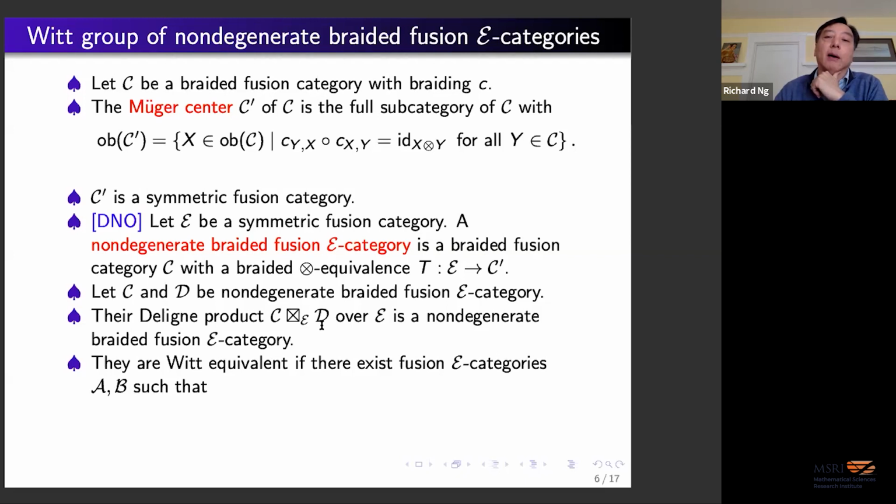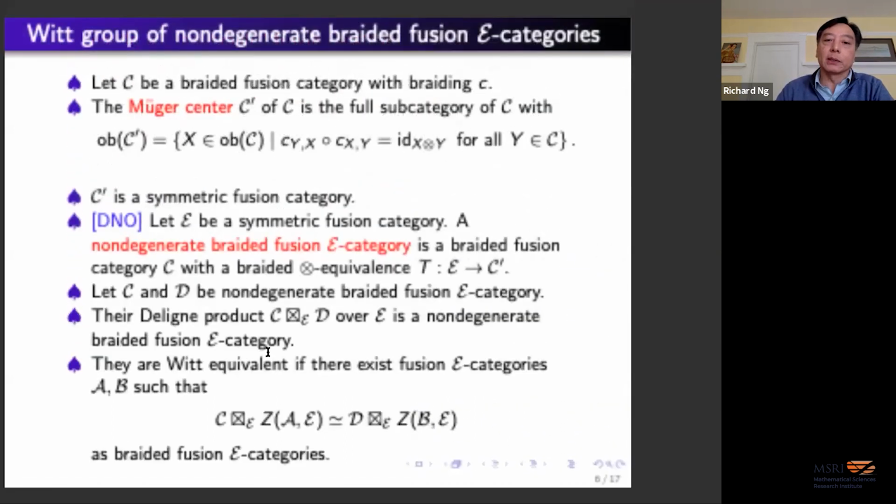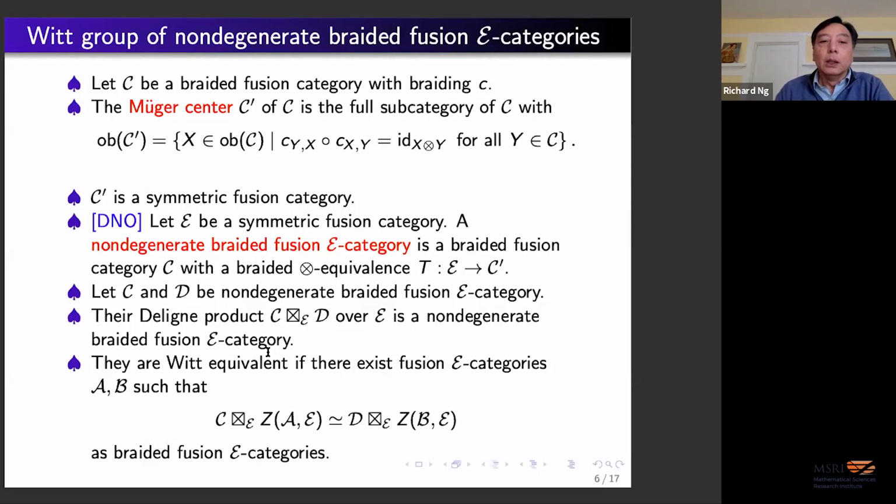Basically, C and D are Witt equivalent if there exist fusion epsilon categories A and B. Now, the fusion epsilon categories A and B, I didn't define here, but it's somewhat like the case of a braided fusion category, but you have to define it by using the central functor. Anyhow, I skipped this technical detail. So then you take the tensor product of C with the so-called center of A over epsilon, which is actually the centralizer of epsilon in the center of A.